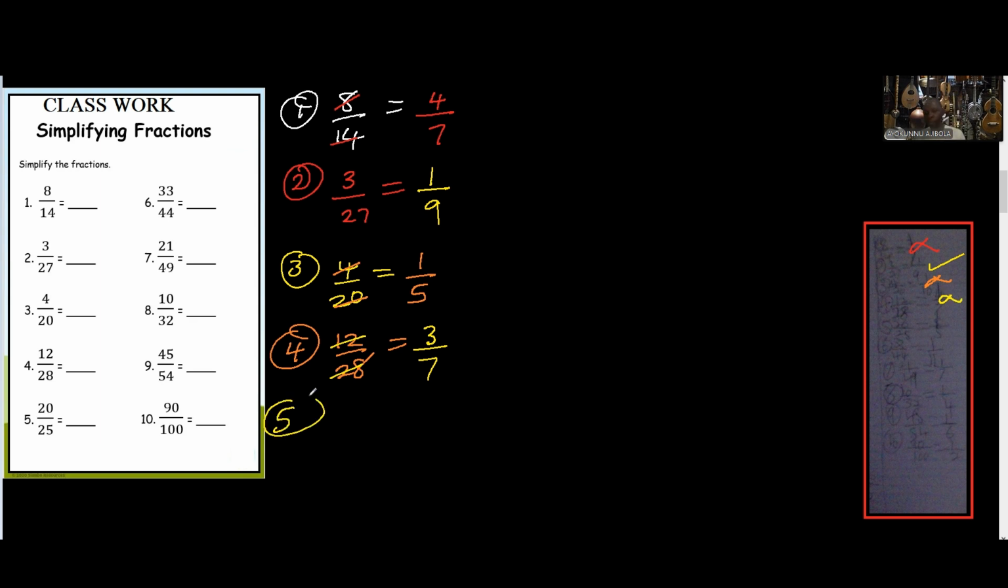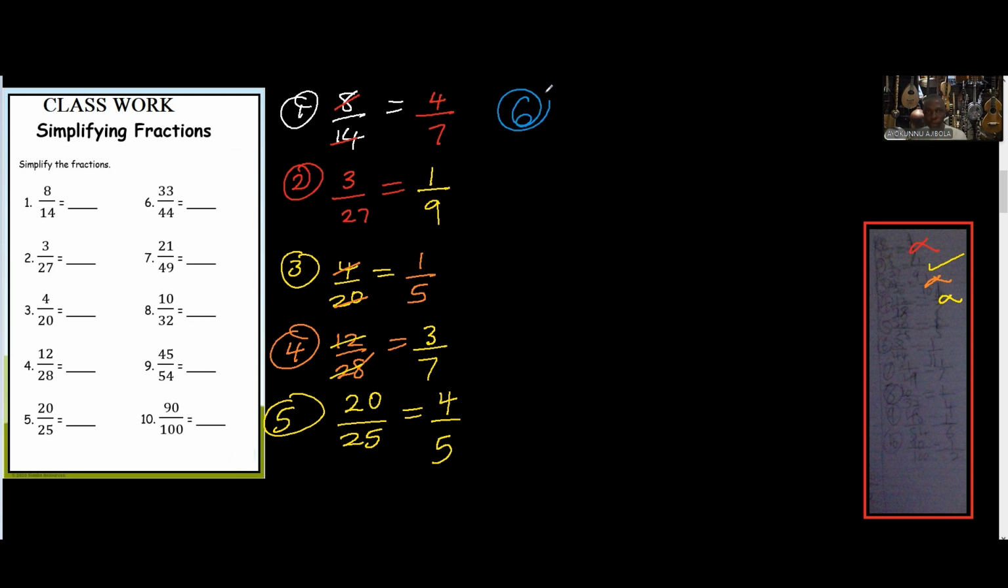Then number 5, are you getting the explanation now? Yes. Okay, good. Now this is 20 over 25. Tell me what to do. What number will I use for 20 over 25? Use 5, right? Okay, good. So 5 in 20 is 4, and 5 in 25 is 5. So my answer is 4 over 5.